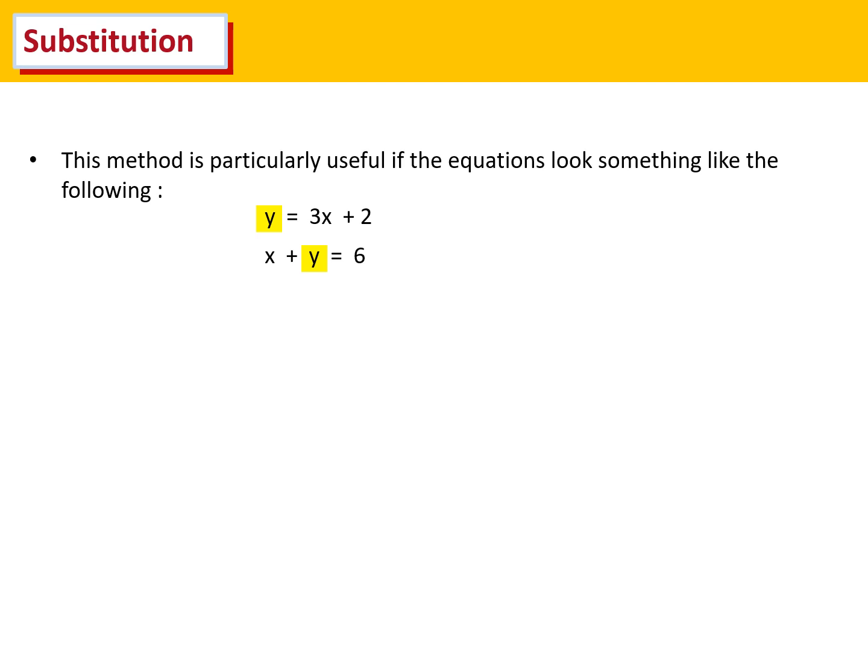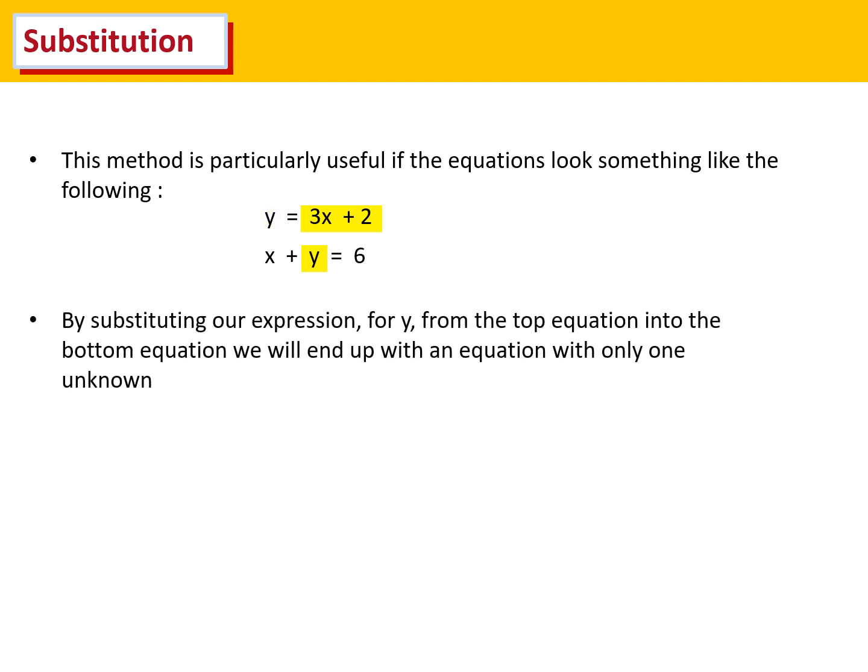But if we look at the top equation, y equals 3x plus 2. So saying y is the same as 3x plus 2, which means in that second equation, we can take y and replace it with 3x plus 2. Because they're the same thing. And when we do that, our second equation now becomes not x plus y equals 6, but x plus 3x plus 2 equals 6, because we substituted y with 3x plus 2.